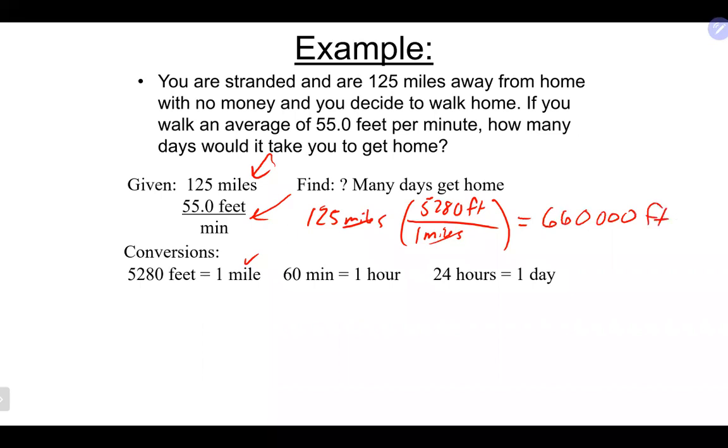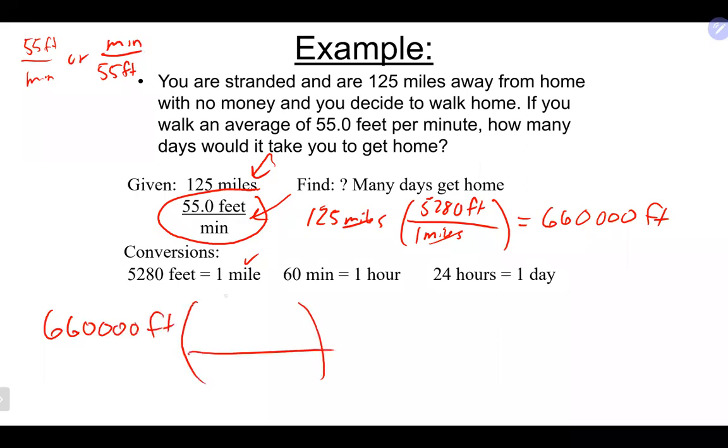So now that we have it in feet, obviously we can now use really the rate the way it was given to us so that they would cancel. Once again, we could use that rate as a conversion factor. We could say 55 feet per minute, or we could flip it around and use minutes up on top and 55 feet on the bottom. So we're going to go 660,000 feet.